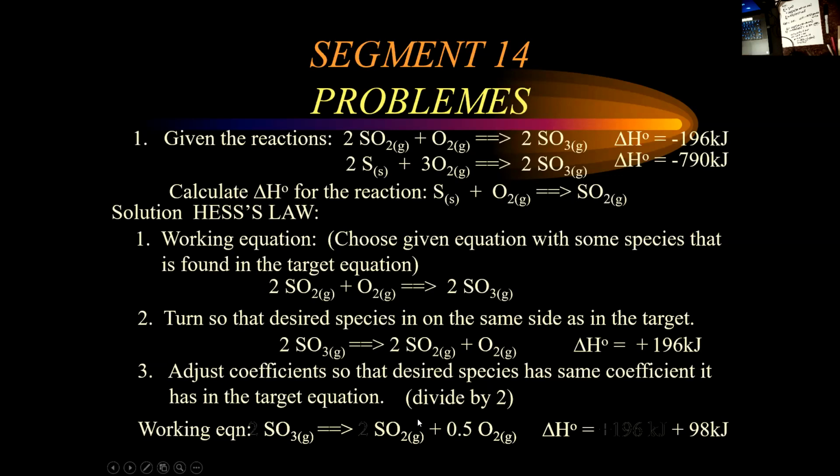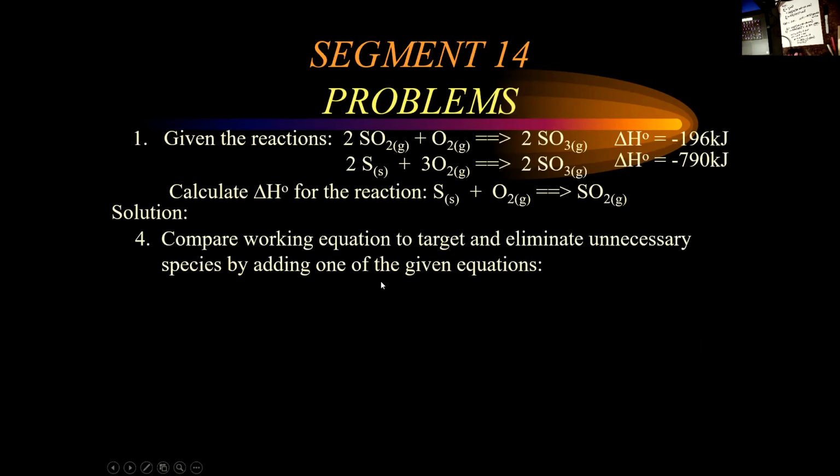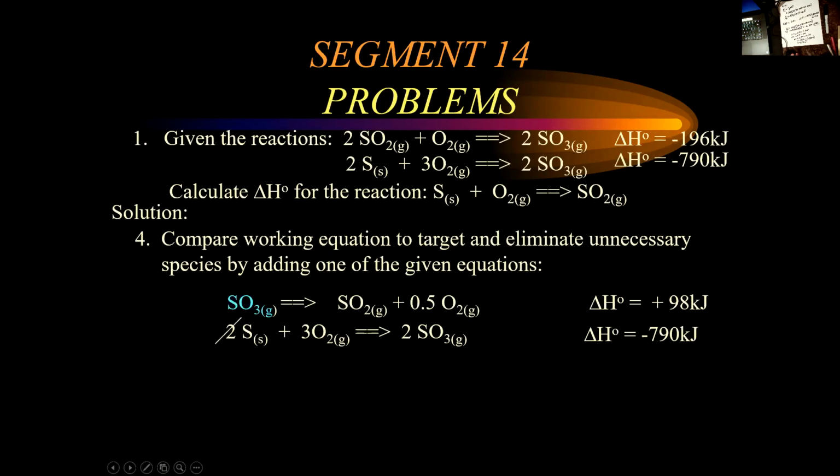From here on, I want to get rid of things that are in here that are not in my target. And again, I'm going to pick the most complex one. This one's not in my, well, it is in my target, but this is more complex. So what I'm going to do is try to get rid of the SO3 using the other equation. All right, so here we go. So I need SO3 on this side, and I need 2 of them.